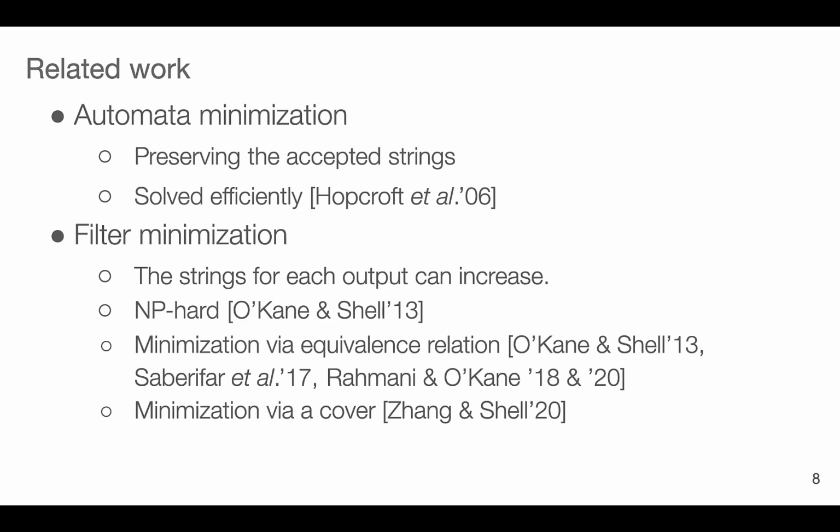You may think that filter minimization is very similar to automata minimization, but they are different. Automata minimization preserves the accepting strings, while for filter minimization, the set of strings for each output can actually increase. This difference puts them in different complexity classes. Automata minimization can be solved efficiently, while filter minimization is NP hard. There is a thread of work that minimizes filters via merging operations. Our prior work shows that both merging and splits are required.